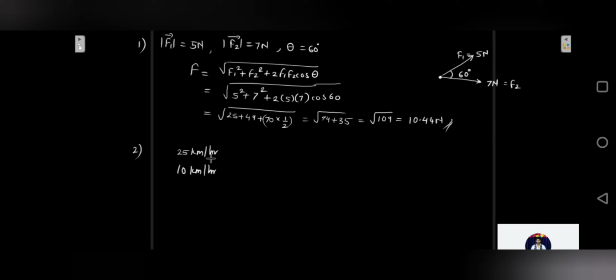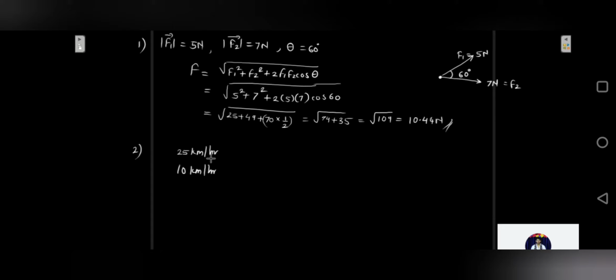In the direction of 60 degrees east of south. Find the resultant velocity of the boat.